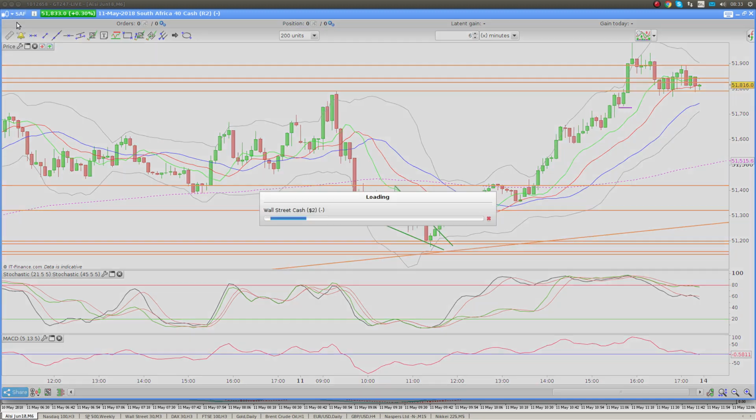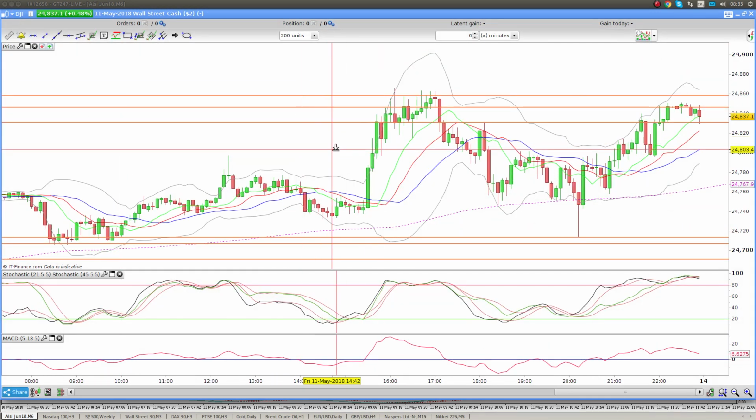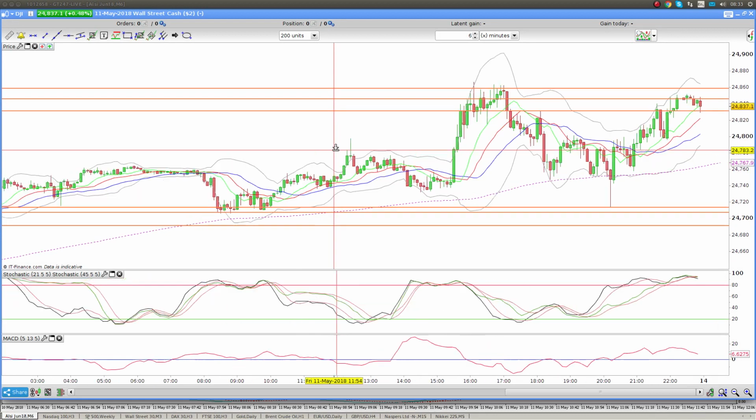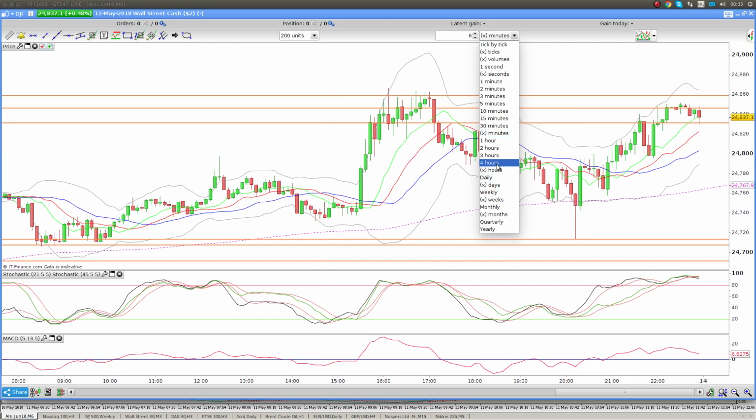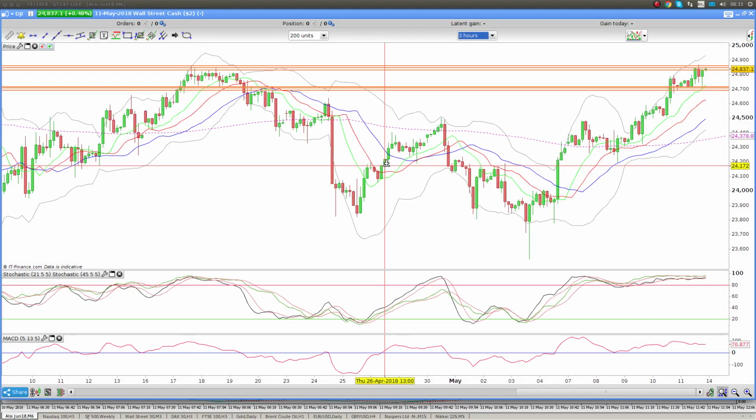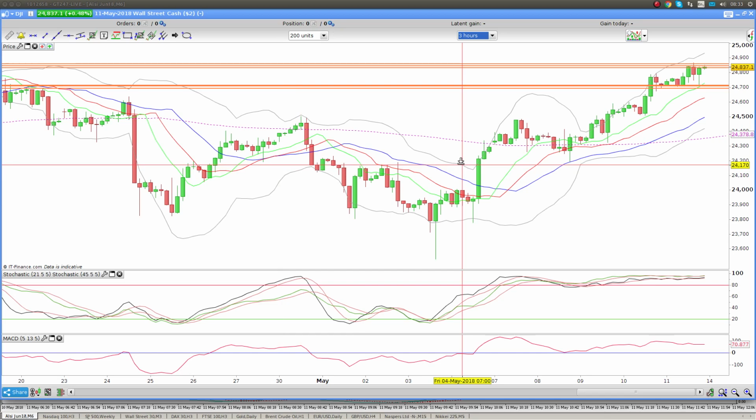I can just show you another quick example before we go on Wall Street. So you can see my lines are still in from Friday. So I just want to go to the 3 hour just to show you this barbed wire nonsense that we had here.